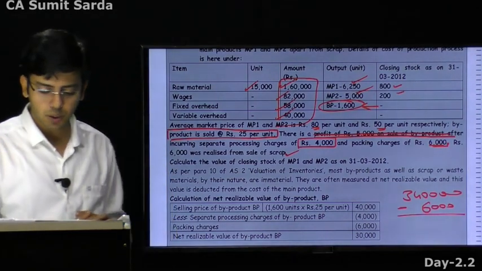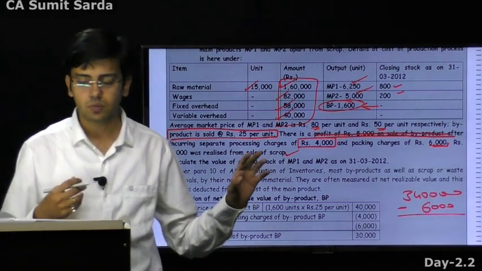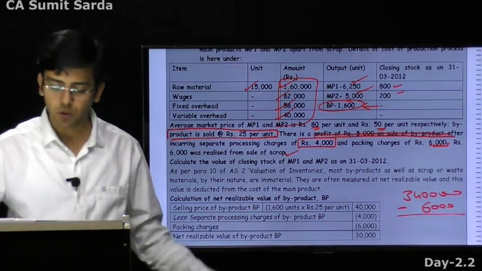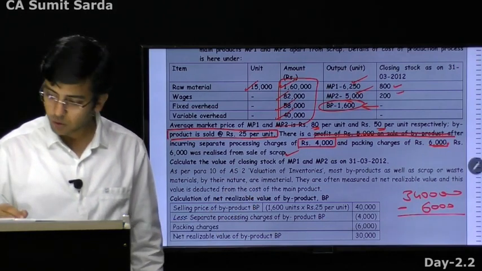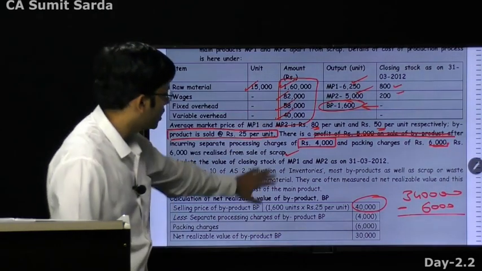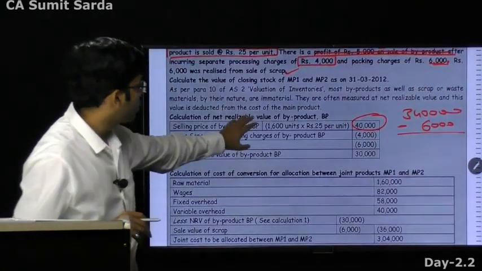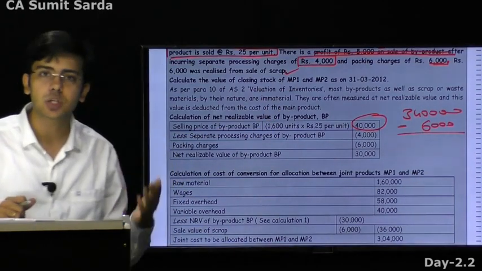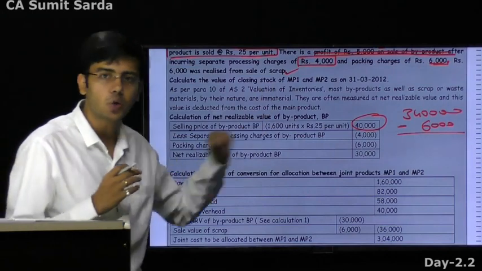Now I'll talk about the byproduct. The byproduct is sold at 25. So 25 for 1600 units makes it 45,000. Oh, sorry, 40,000. But to earn this 40,000 rupees, I need to incur a cost of separate processing 4,000 and packing of 6,000. I need to incur 10,000 to earn this 40,000.